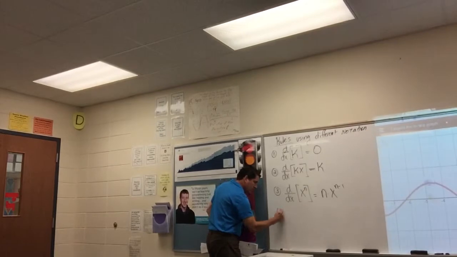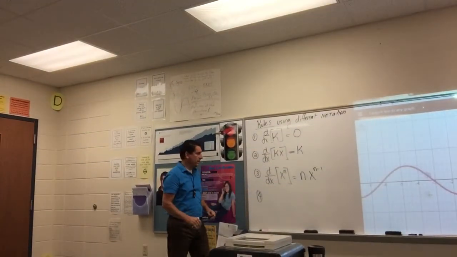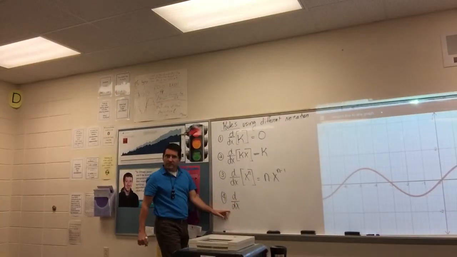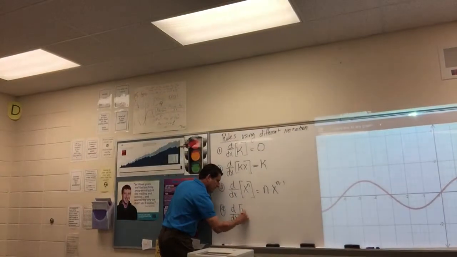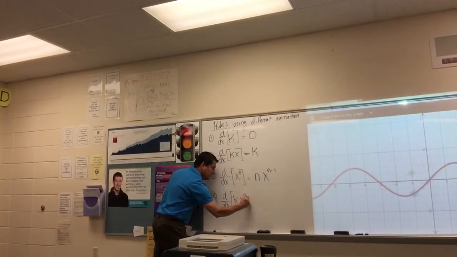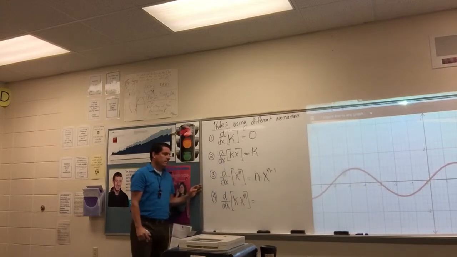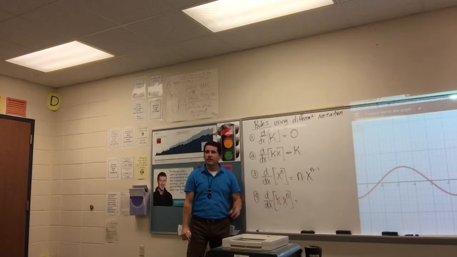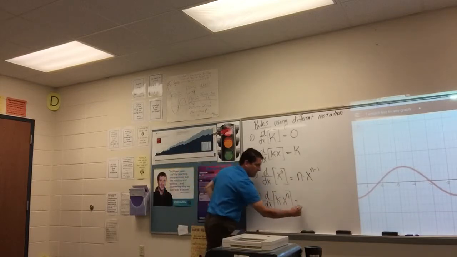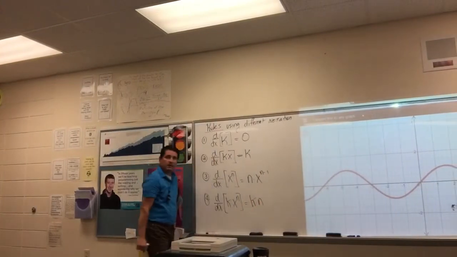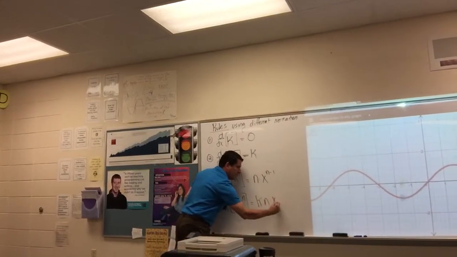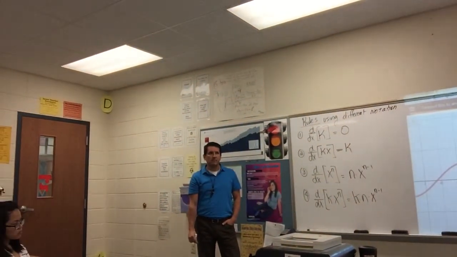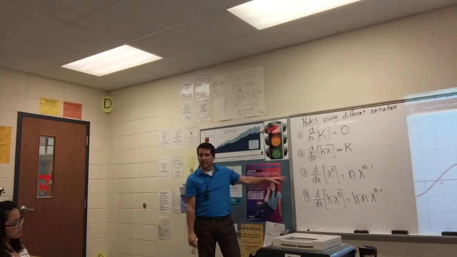And then the last one was the official one that we call the power rule. It was the derivative with respect to x of k times x to the nth. So what happens when you're finding the derivative with respect to x of k times x to the nth? We came up with that it was k times n times x to the n minus 1. All right, those are the 4 basic rules, but I'm using a different notation.